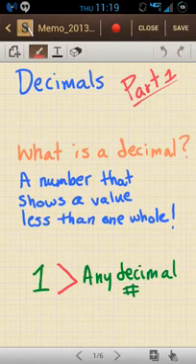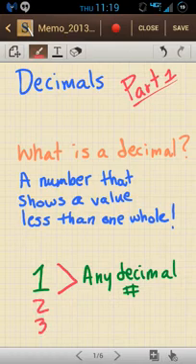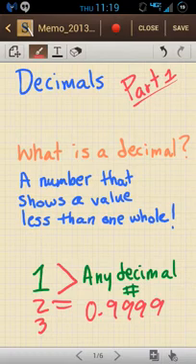What is a decimal? A decimal is a number that shows a value less than one whole. So any number, whether it's 1, 2, 3, whatever whole number, is always going to be greater than any decimal number. It doesn't matter if the decimal number has a gazillion nines. It's still going to always be smaller than 1.